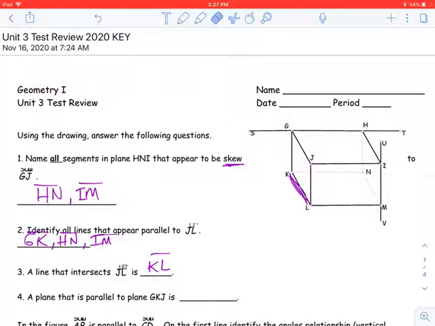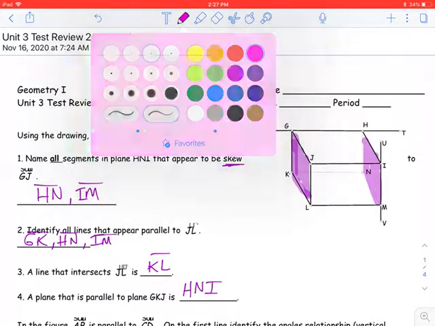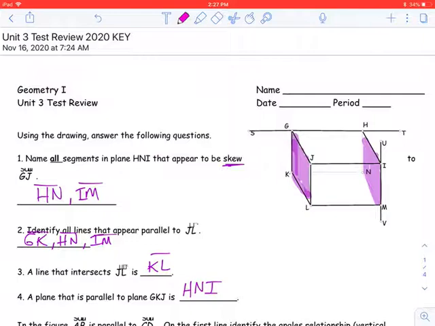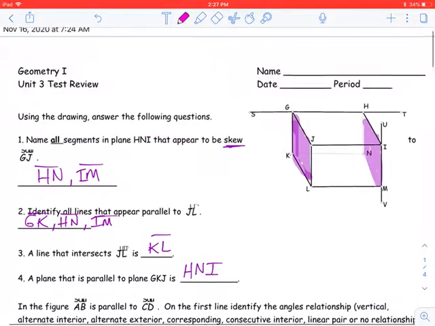And then finally, a plane that is parallel to GKJ. GKJ, once again, is this left side. So parallel to the left would be the right side because, again, they go in the same direction. And so for that right side, I can just use any name with 3 letters. So HNI are 3 letters from that plane, and that's what I'm going to call it. Okay? So that is parallel planes, parallel lines, and skew lines.